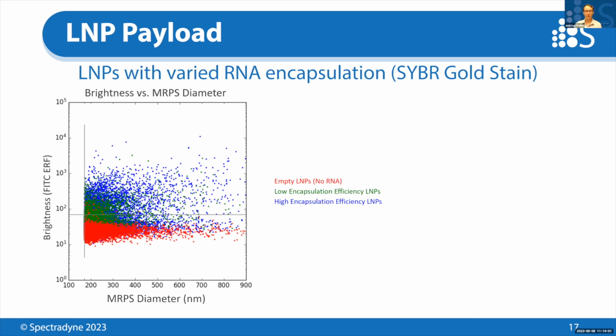These 3 samples were made using a commercial LNP production tool, a benchtop manufacturing system for making RNA-encapsulated LNPs. And there are 3 different samples here. The red sample are LNPs that were produced with no RNA in them. And then there were 2 formulations made with RNA. One was a formulation that resulted in a low encapsulation efficiency of RNA, and the blue one is the high encapsulation efficiency LNPs.